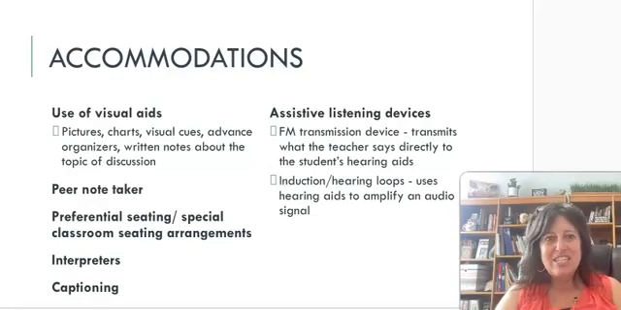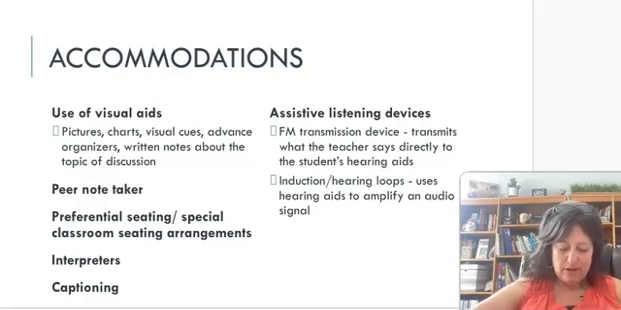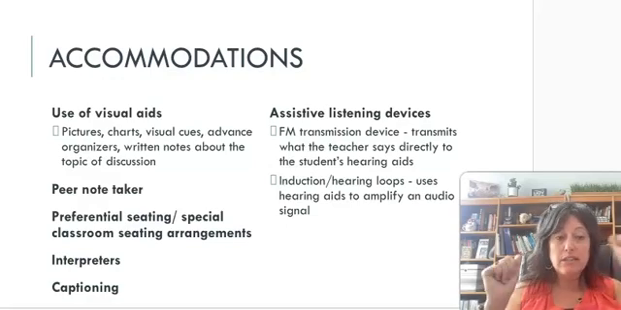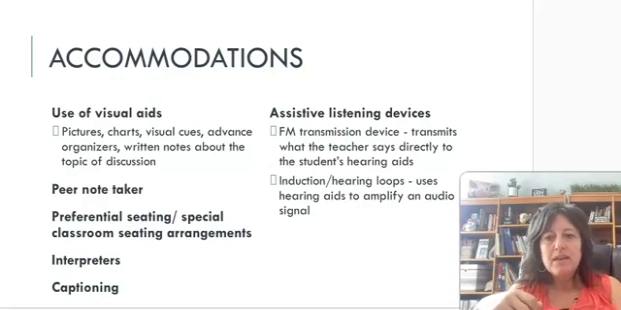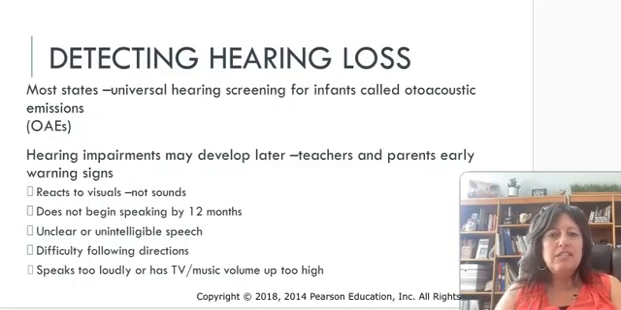I got to see this in action in the classroom the other day. The teacher had an FM transmission device around her neck, and she would turn it on when she was talking, and the student had a small receiver in her ear, so she was constantly hearing the teacher's voice above all others. Now, how do you detect hearing loss?